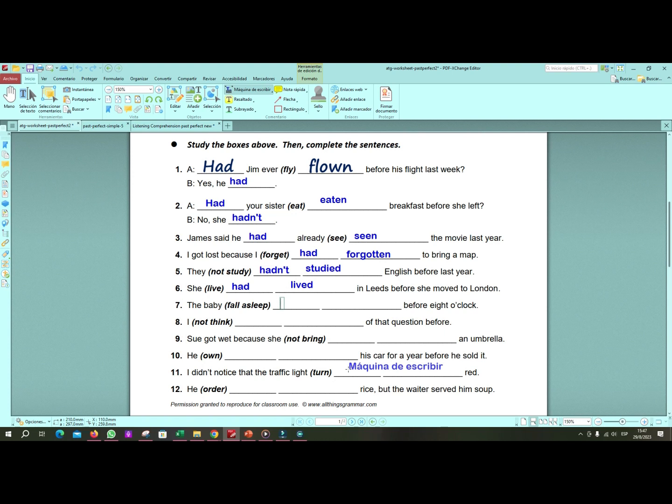Marjorie, do you have that? No? Had fallen asleep. Okay, the baby, right, had fallen asleep. That would be that one. Perfect. So the baby had fallen asleep before 8 o'clock. Excellent. Thank you, Marjorie.